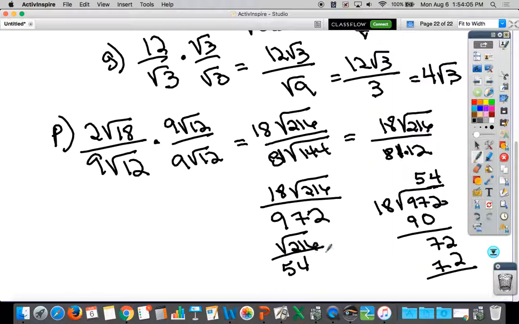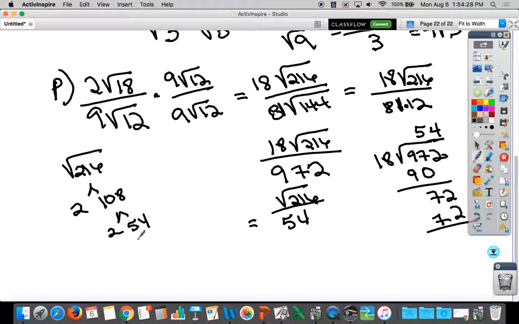Now, what else do you think we need to do? Square root of 216. Yeah, check the square root of 216. This is going to get long. That'll be 2 and 108, 2 and 54, 2 and 27, 3 and 9, 3 and 3. I'm just simplifying at this point. And I told you there won't be one this long or hard tomorrow. I just want you to have the gist of it.